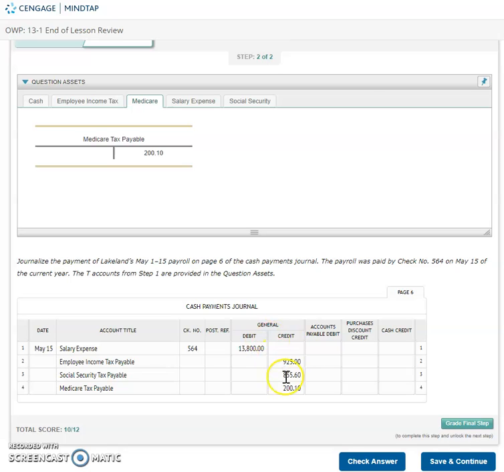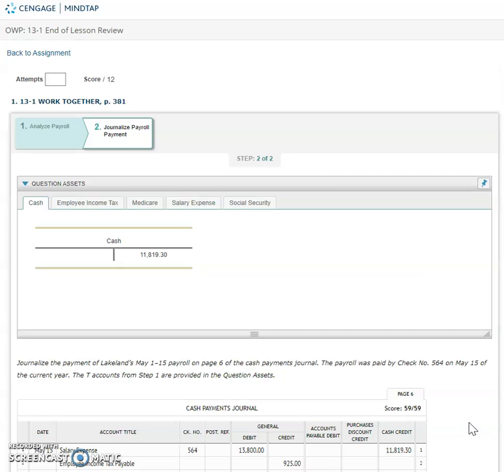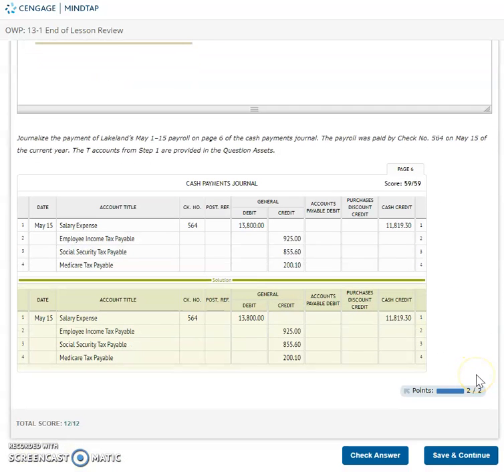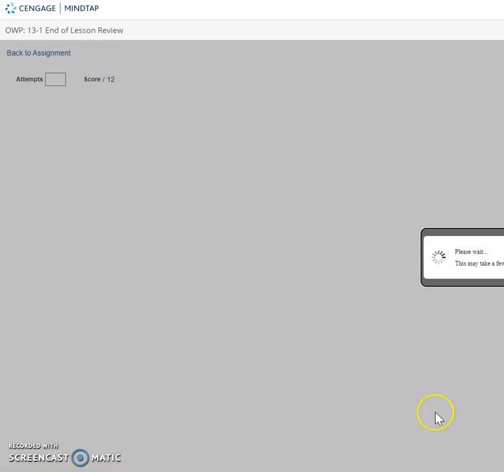Now, if I were to double check my debits and credits, they would not equal yet because I have not put in my cash credit. So now I'm going to put in my cash credit. The amount that I paid was $11,819.30. I'm going to grade my final step. And that is it for 13.1. So you can now go on to the 13.1 on your own.